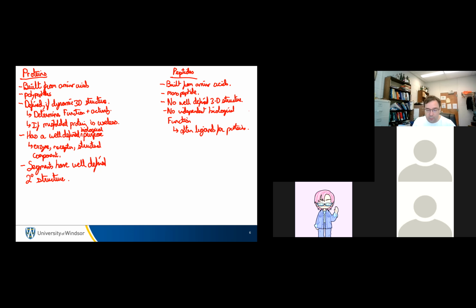So the operational definition between these things is: proteins have well-defined three-dimensional structures that define their form and function. Peptides lack well-defined three-dimensional structures, and so their function and form is defined by their interaction with proteins.